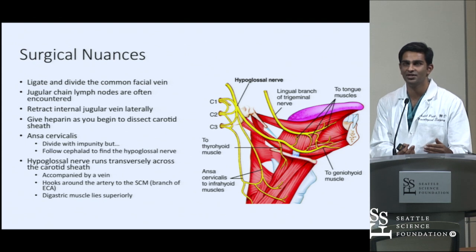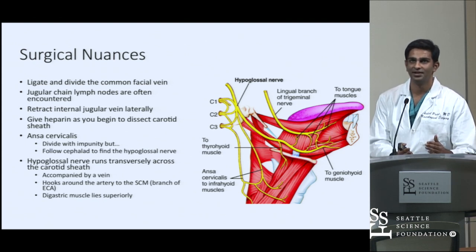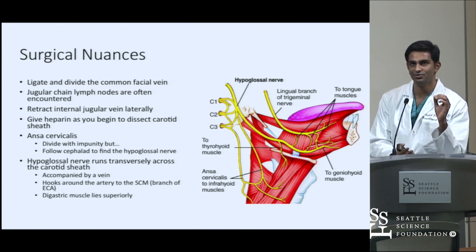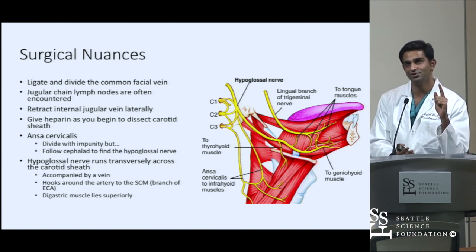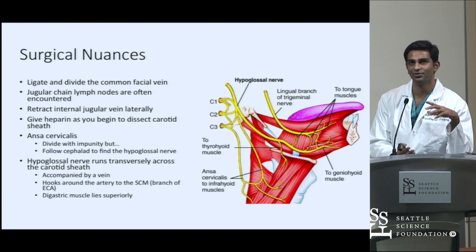The ansa cervicalis, it's right there over the carotid sheath, and you can divide it. It can be large, and so be careful. It's always a good landmark to use. If you just follow the ansa cervicalis north, you will find the hypoglossal nerve. So, in your dissection, if you're terrified about cutting the hypoglossal nerve, before you cut the ansa cervicalis, just follow it up, and you'll find the hypoglossal nerve.